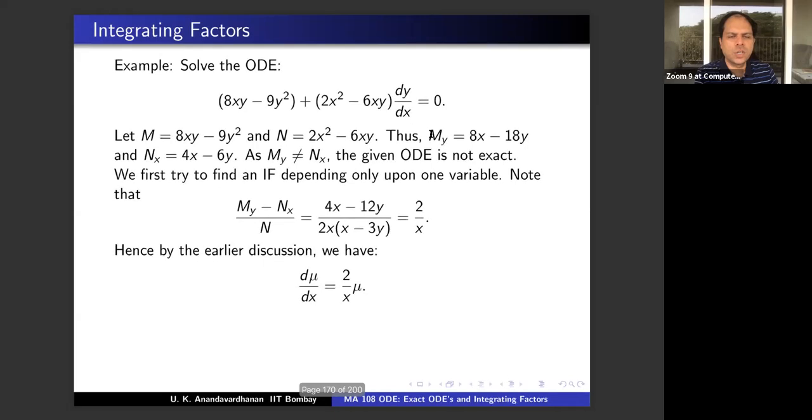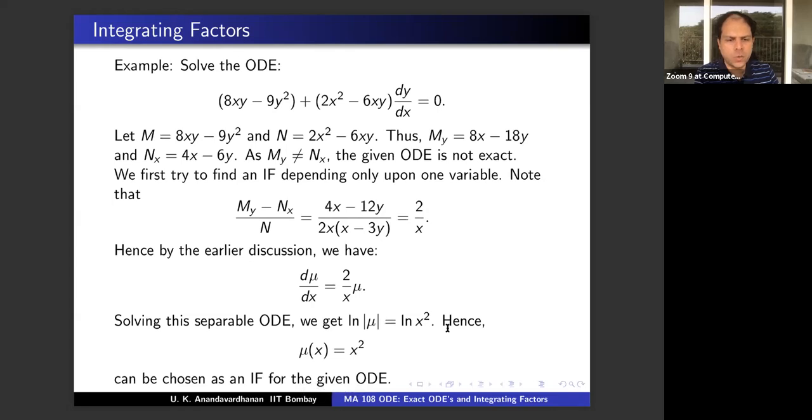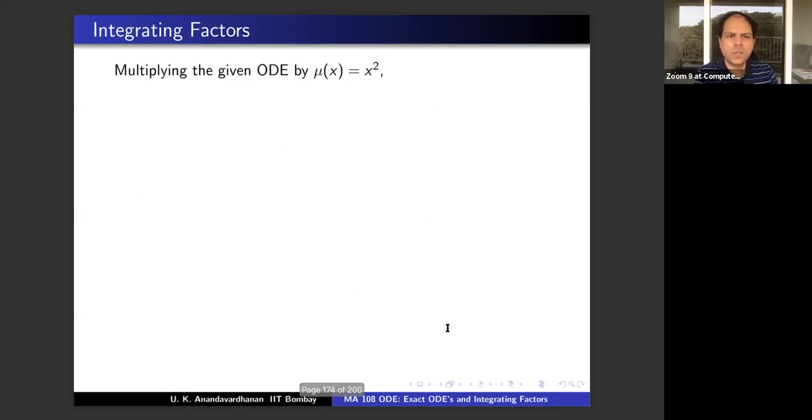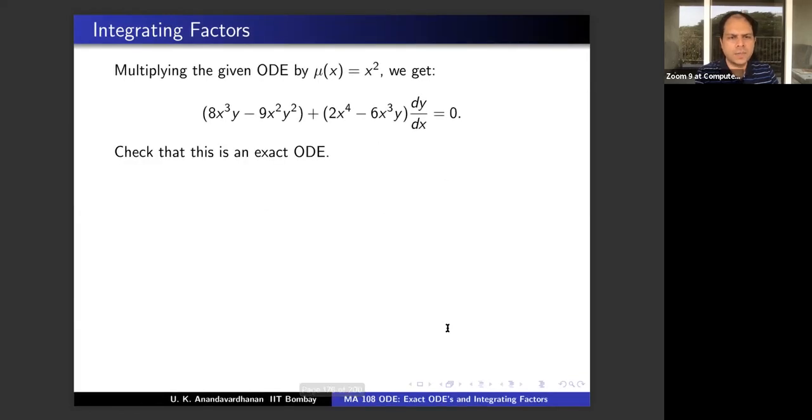So by the earlier discussion, you have this separable equation, and solving the separable ODE, you get log mod mu, right? d mu by mu, the integral is log mod mu. And that is equal to the integral of 2 by x dx, which is log x square. And therefore mu of x is x square, and you have got an integrating factor. So multiply throughout by x square. So that's what you have done. Now this is exact. By the way, at this stage, you don't need to check that it is exact, right?